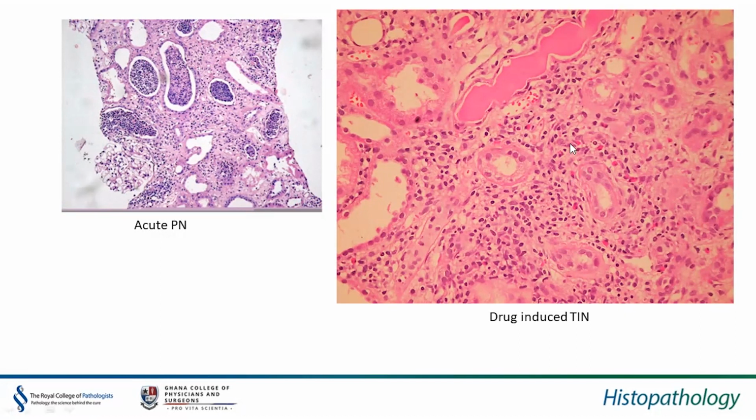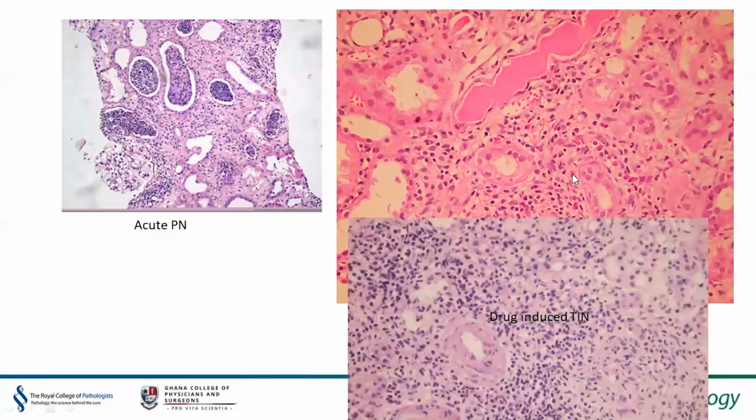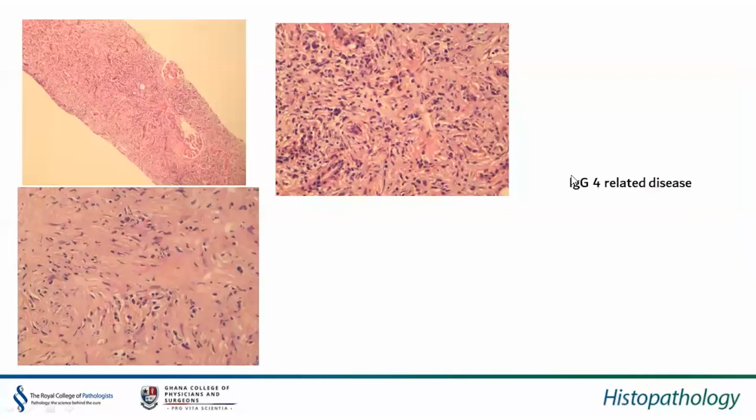Now, this is a case of drug-induced interstitial nephritis where you find interstitial inflammation and you also see eosinophils. Sometimes you may even see a granuloma. This is a case of IgG4 related renal disease where you find this typical expansile storiform fibrosis in the interstitium with plasma cells, a large number of plasma cells. Look at this expansile storiform fibrosis. Look at this cartwheel appearance.